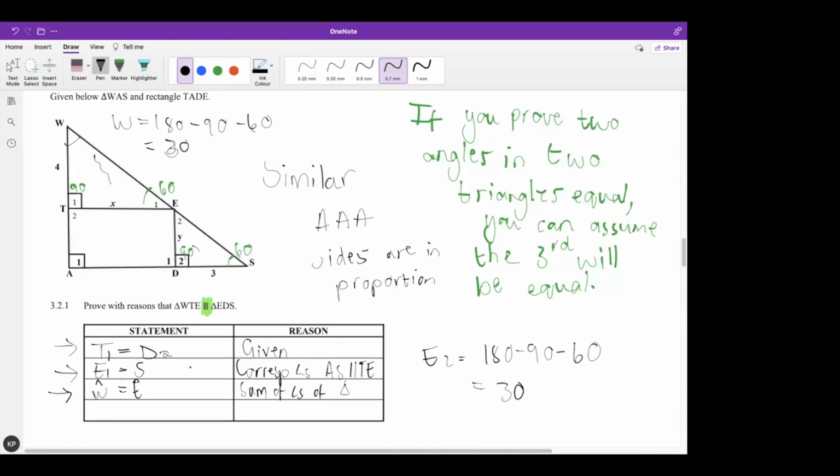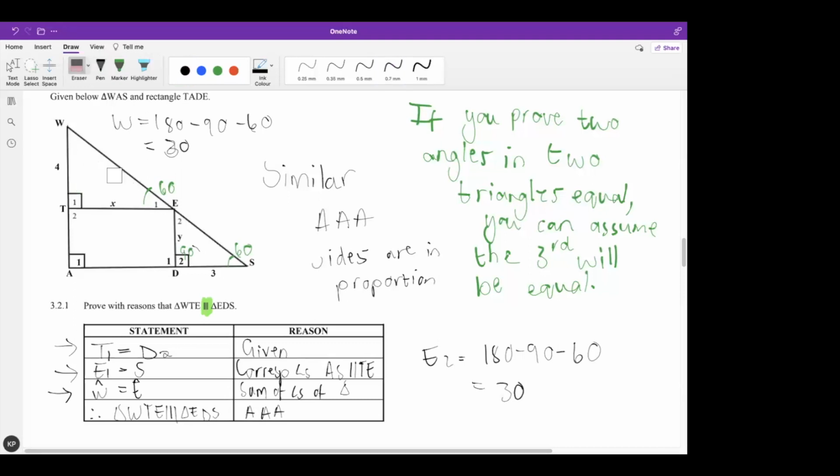Okay, wonderful, guys. Now we've proven three angles are equal, and now we can confidently say, therefore, triangle WTE is similar to triangle EDS, and my reason is angle, angle, angle.